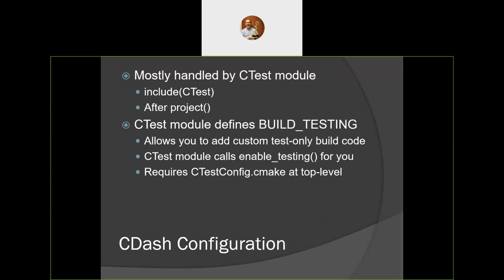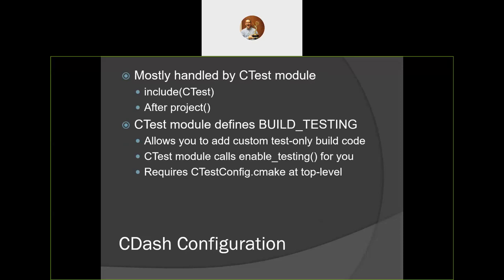Now, the CDash configuration is mostly handled by a module that is shipped with CMake called the CTest module. You would include that typically after your project has been defined. That module will define a BUILD_TESTING variable, and this will let you adjust your CMake script so that, for instance, maybe you don't want to add a whole bunch of tests to a developer workflow, to have all that stuff created and managed by CMake and CTest in a developer's workspace. So you can say if BUILD_TESTING is off, we won't add those tests, we won't call add_test. And the CTest module calls enable_testing for you, so you just include CTest and that should be enough.